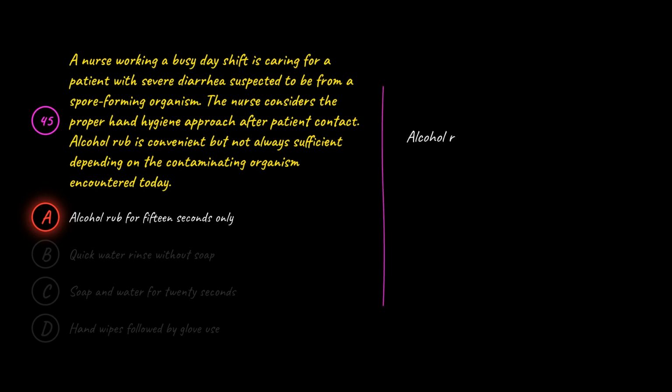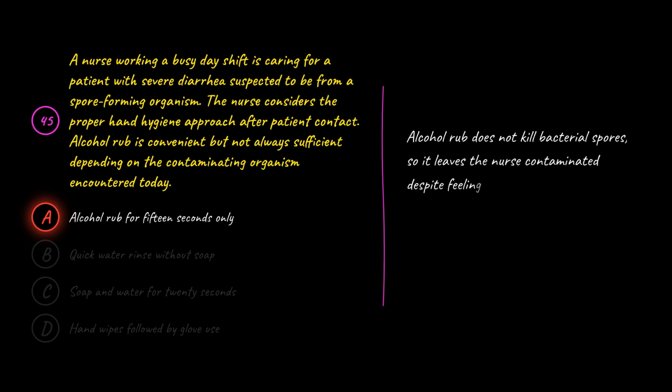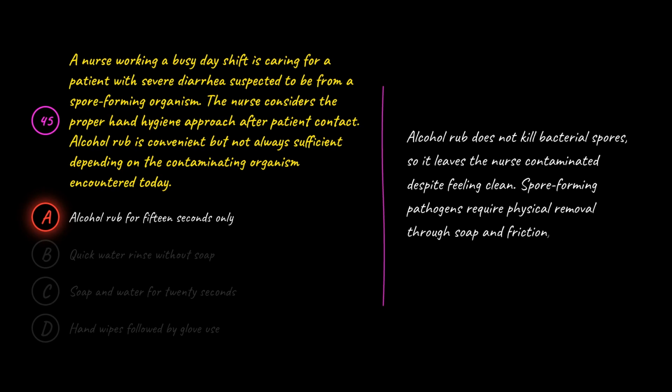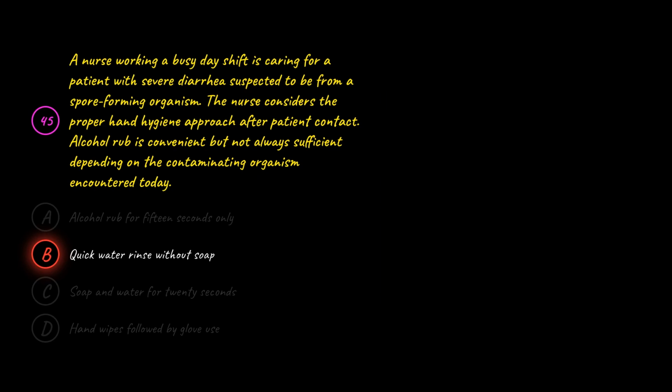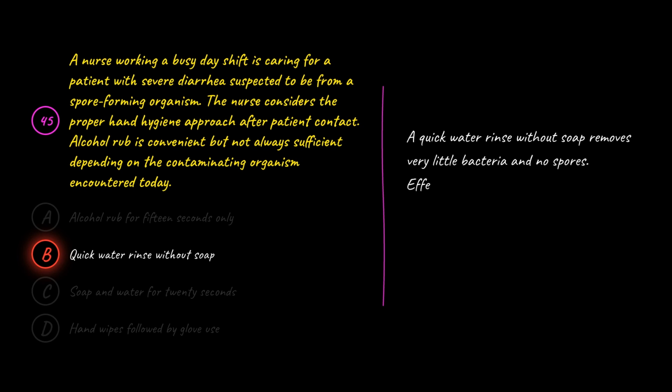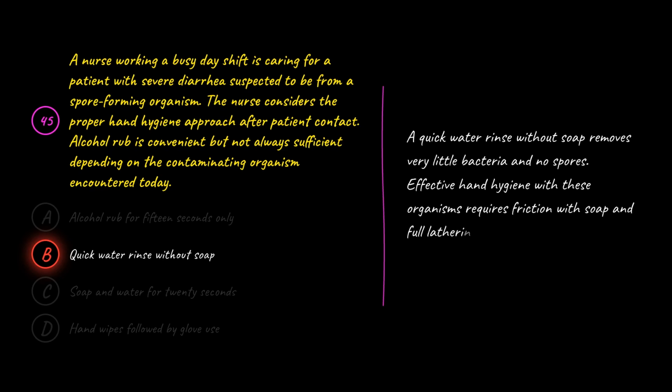A is wrong because alcohol rub does not kill bacterial spores, so it leaves the nurse contaminated despite feeling clean. Spore-forming pathogens require physical removal through soap and friction, not chemical kill alone after exposure. B is wrong because a quick water rinse without soap removes very little bacteria and no spores. Effective hand hygiene with these organisms requires friction with soap and full lathering of hands followed by careful rinsing.